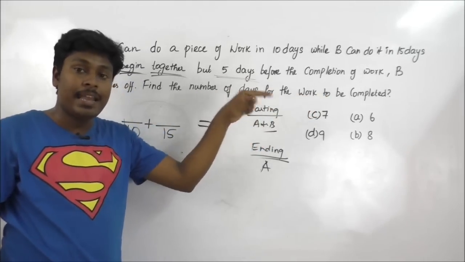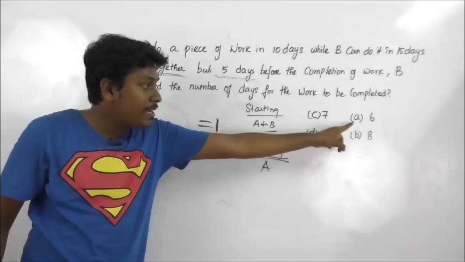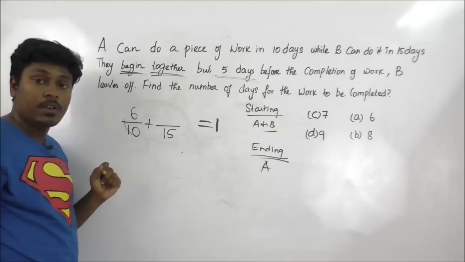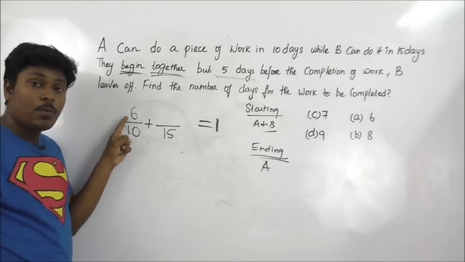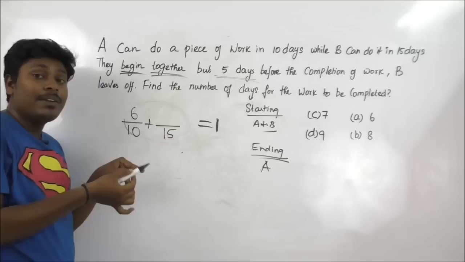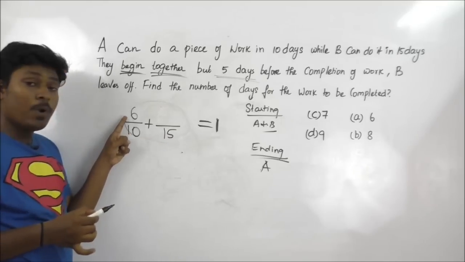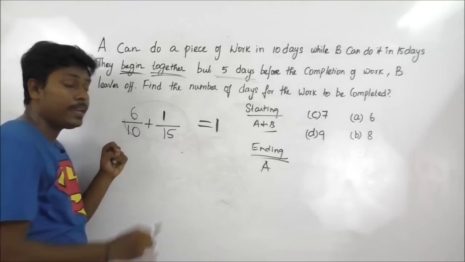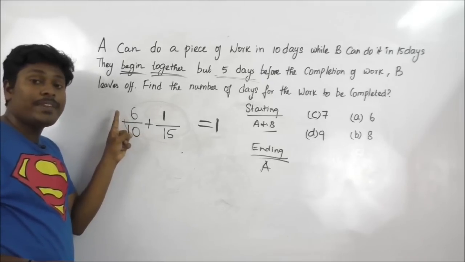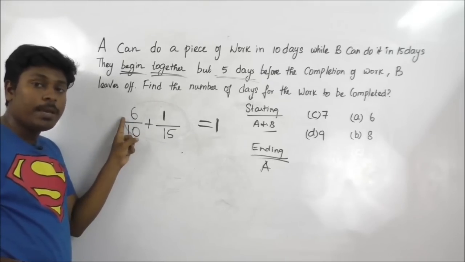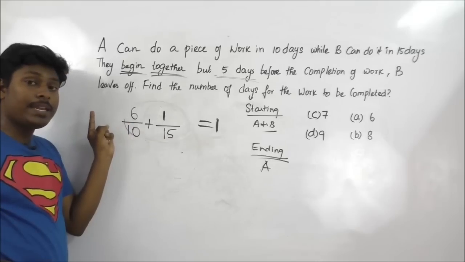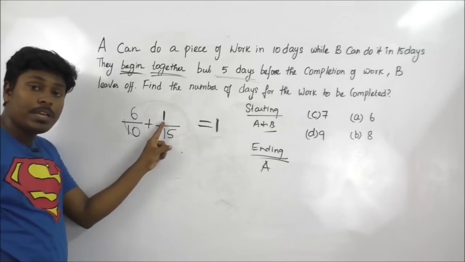From the starting till the end, who is there? A is there. So if we take option A as 6, the 6 days is the work done by A. Got the idea? So if A worked 6 days, what about B? They have said that 5 days before the completion of work, B left. So if A worked for 6 days, B should work only for 1 day. Why? Because just assume, out of 10 days, A worked for 6 days. So if A worked for 6 days and completed the job, B left the job 5 days before. So if B left 5 days before, definitely B should have worked only 1 day.